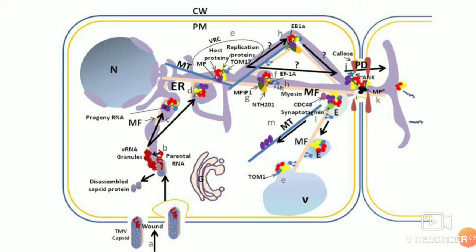An interaction between two host proteins, that is class 2 knotted-1 like protein, NTH201, and DNA J like protein MPIP1, and the TMB aid in the transport of the virus to plasmodesmata. The influence of the microtubule end protein, that is EB1A, on the virus takes place during the transport to plasmodesmata.